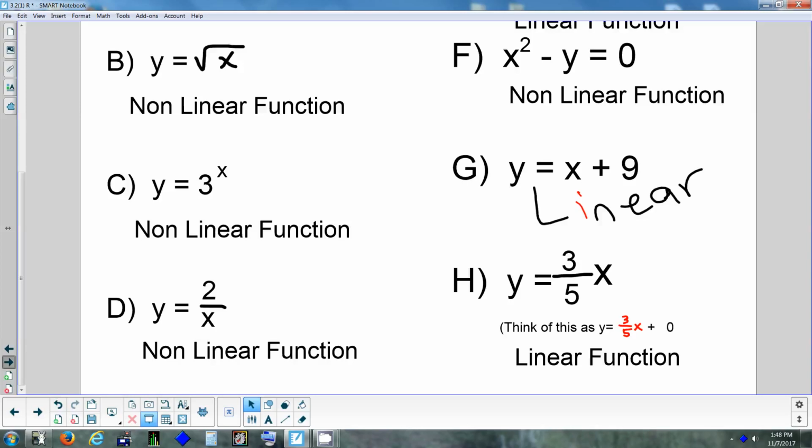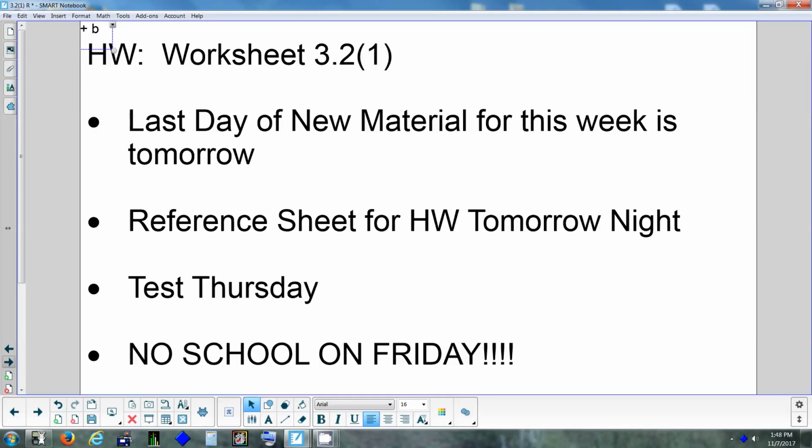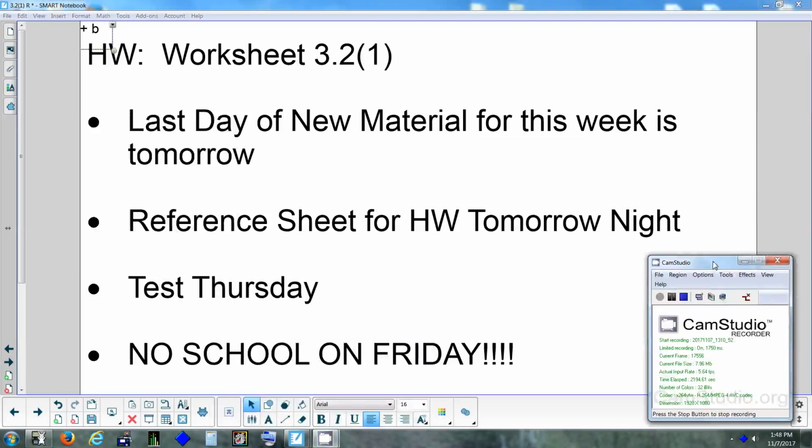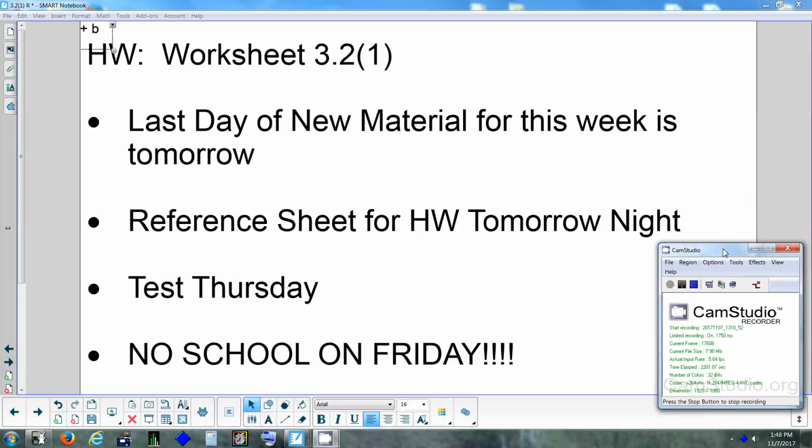All right? So, like I said at the beginning of the lesson, tomorrow's the last day for new stuff for this week. We'll do the second part of 3.2 tomorrow. All right? Reference sheet tomorrow night for homework. We'll try to get that up a little bit earlier in the day. I know that worked out well for people last academic week when we did that. We'll try to do that again this week. Remember, test on Thursday because we have no school on Friday.